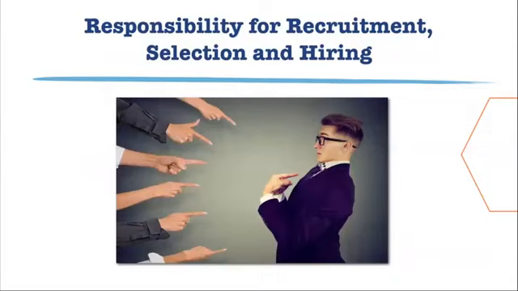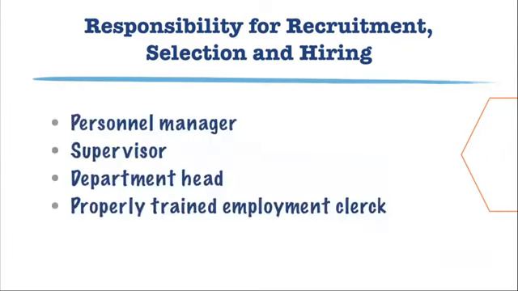Now, who is responsible for recruitment, selection, and hiring? Depending on the size of the agency, the person responsible for this function could be the personnel manager, the supervisor, the department head, or a properly trained employment clerk. Employment selection is a joint responsibility of the personnel manager and the line managers, and therefore there must be cooperation. This is especially important because the line managers and supervisors may be reluctant to entrust this function to the personnel department.